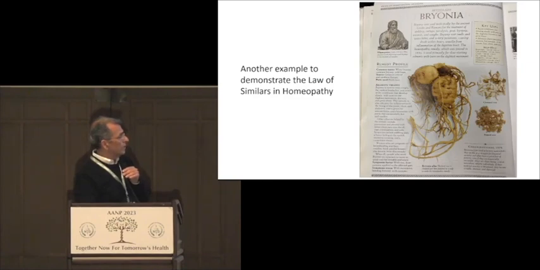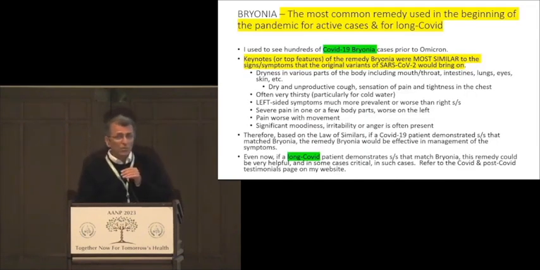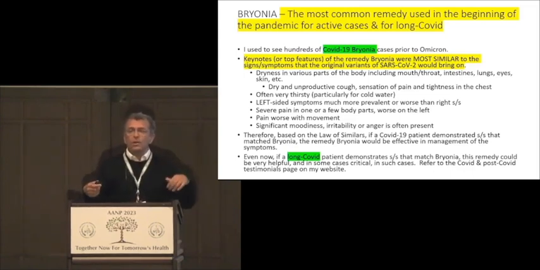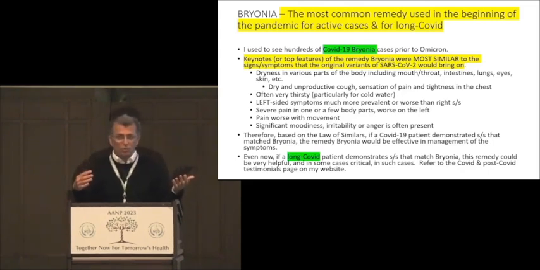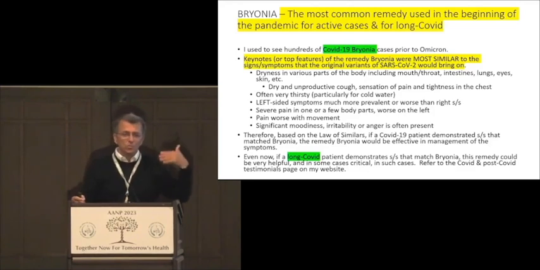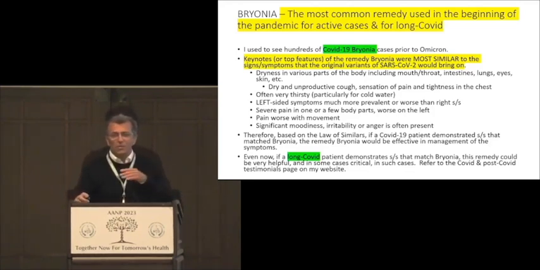Keynotes of Bryonia happened to match the top symptoms of COVID during the initial phase of the pandemic. That's why the remedy worked. Remember that picture? A Bryonia patient doesn't want to move, is kind of moody and angry, wants to be by themselves, aches, has symptoms worse on the left side, is dry inside and out, and likes cold water. That matched the signs and symptoms of COVID before Omicron, and that's why, based on the law of similars, that remedy was so curative.